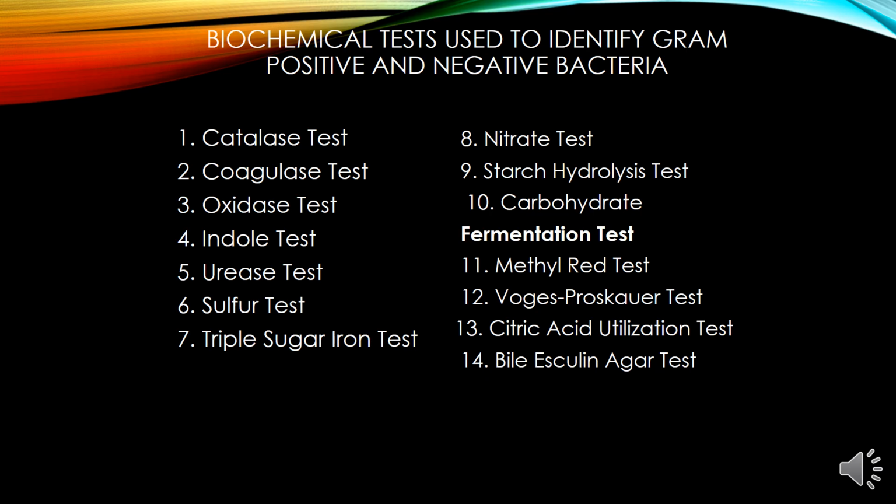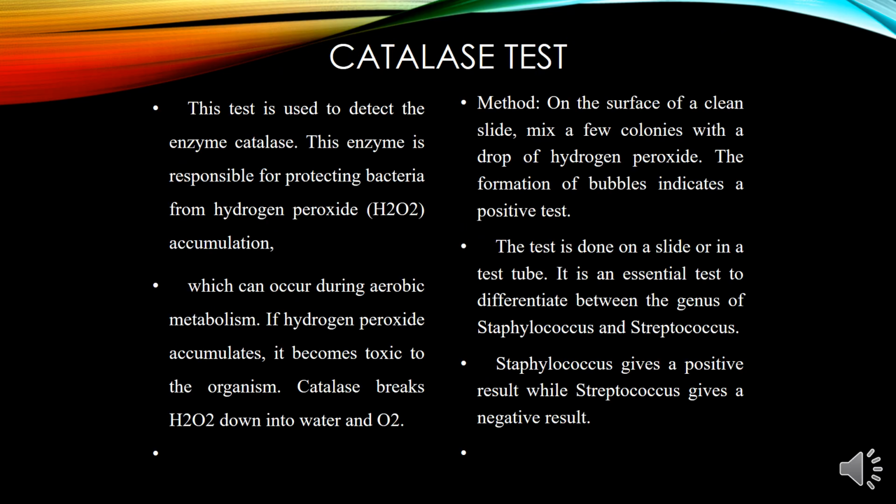Biochemical tests are laboratory procedures to differentiate various bacterial species. The first one is the catalase test. This is used to detect the enzyme catalase. This enzyme is responsible for protecting the bacteria from hydrogen peroxide accumulation, which can occur during aerobic metabolism. If hydrogen peroxide accumulates, it becomes toxic to the organism, and catalase breaks hydrogen peroxide down into water and oxygen.